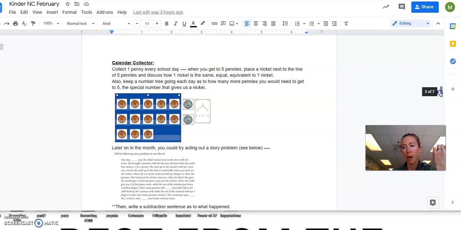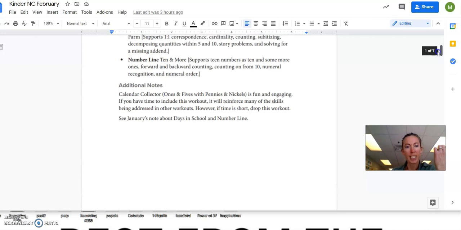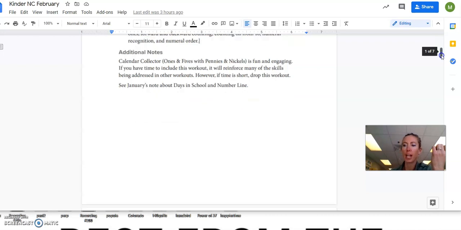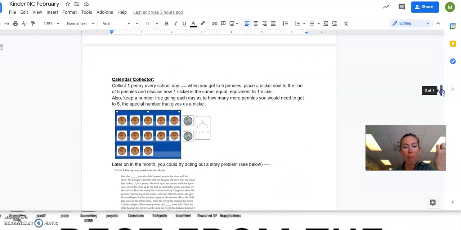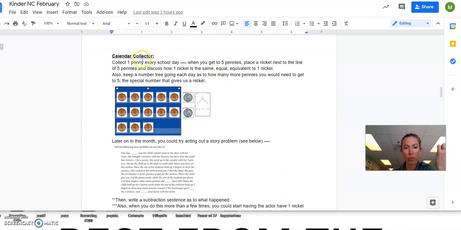This one at the top of Bridges' notes, it says in additional notes that the calendar collector is fun and engaging. If you have time to include this workout, it'll reinforce many of the skills. However, if time is short, drop this workout. You decide what you want to do. I think it's a pretty short workout if you just did this up here, which is just collecting a penny every school day. So be like, oh, we get to collect one more penny. And then you just have your big penny display cards up.